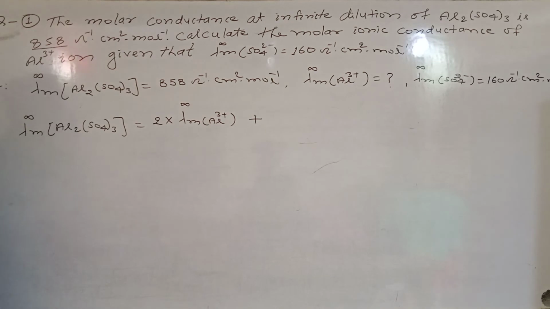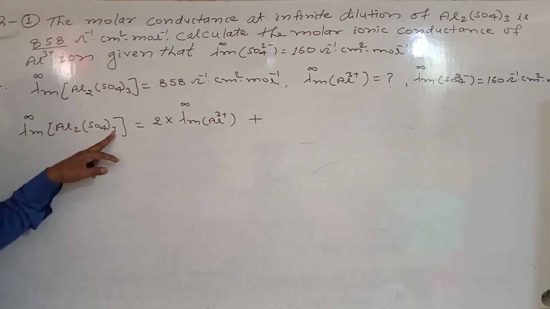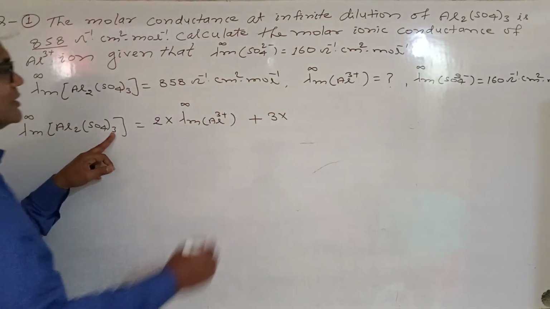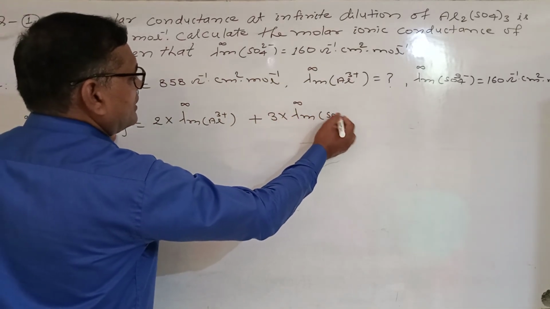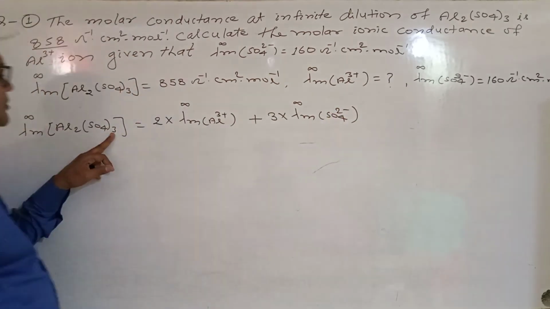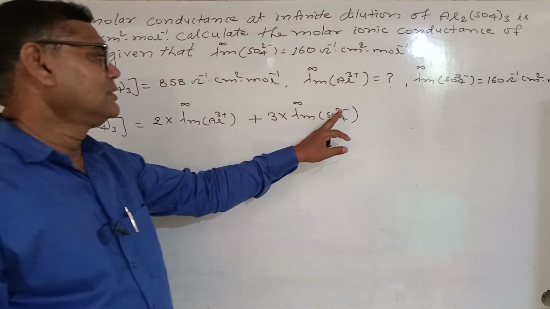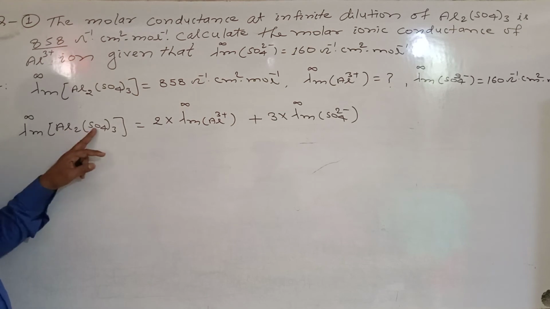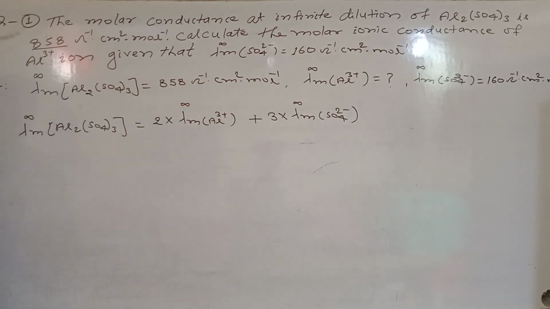Plus, we see the number of sulfate ions is 3. Therefore, we write 3 and lambda infinity m sulfate ion. The valency of sulfate ion is 2. Therefore we write minus 2, because sulfate is a negative ion.